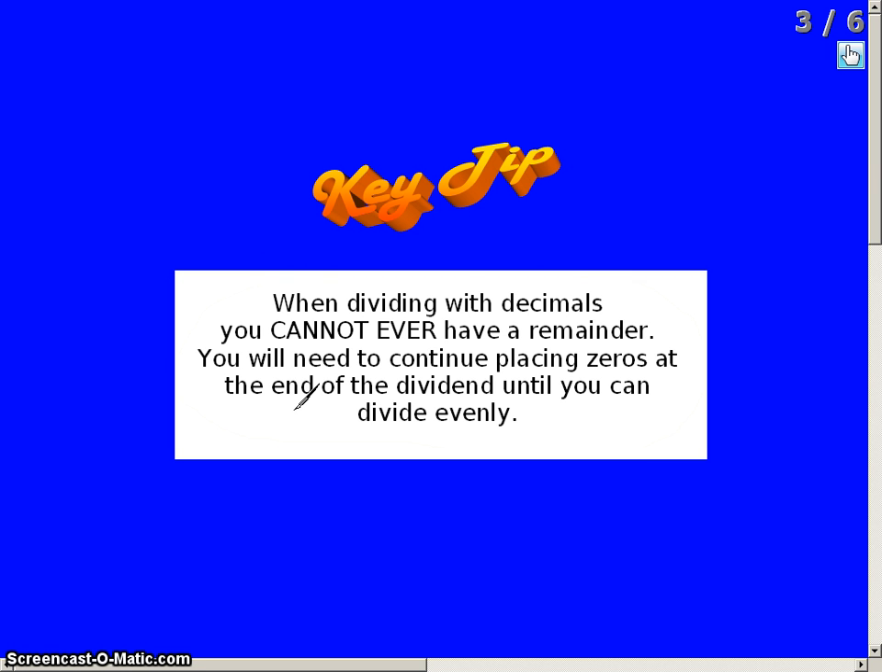A key tip that we went over today is to remember that whenever you're dividing with decimals, you cannot ever have a remainder. You will need to continue placing zeros at the end of the dividend until you can finally divide evenly.